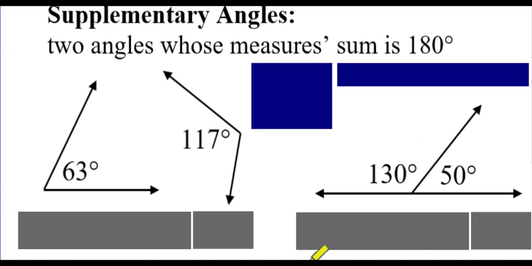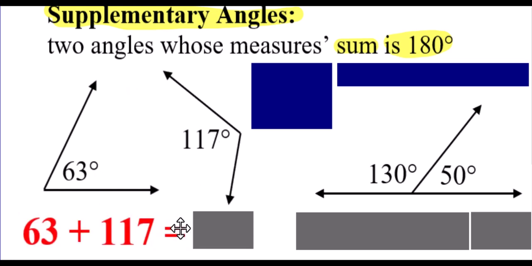All right, what are supplementary angles? They are two angles whose measure sum is 180 degrees. So, for example, here we have a 63 degree angle and a 117 degree angle. Go ahead and write this down on your paper. 63 plus 117, what does it equal? It happens to equal 180 degrees. So therefore, this is a pair, by definition, a pair of supplementary angles.